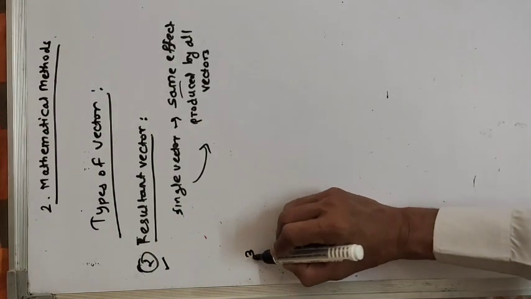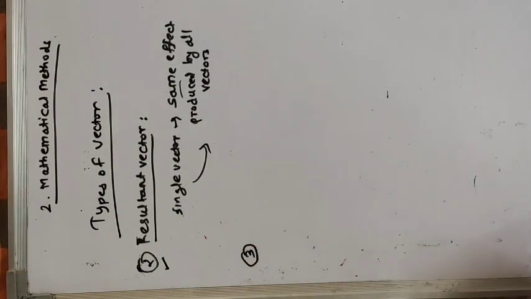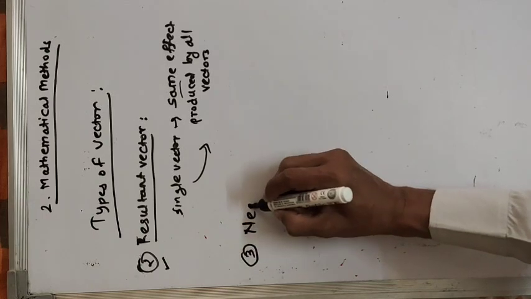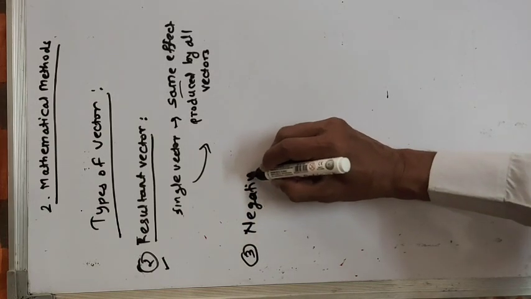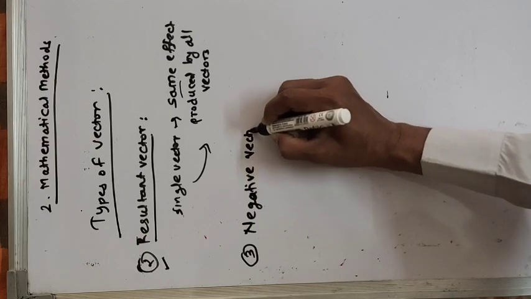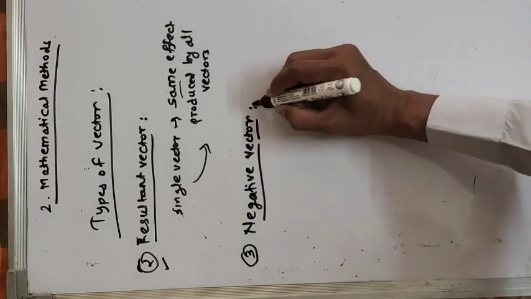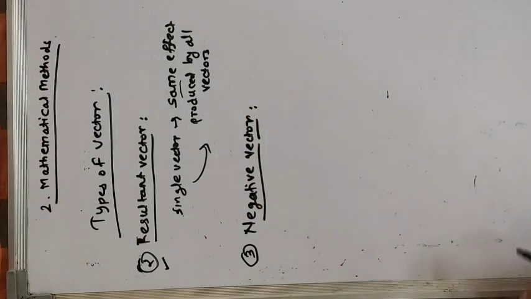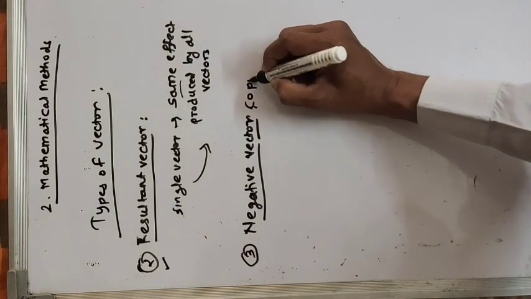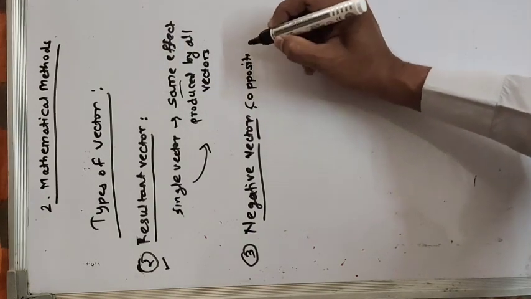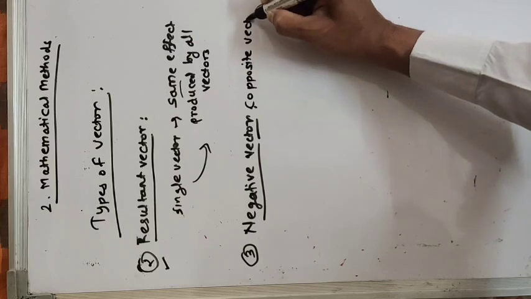Now we are going to the next definition, the negative vector. It is also called the opposite vector.